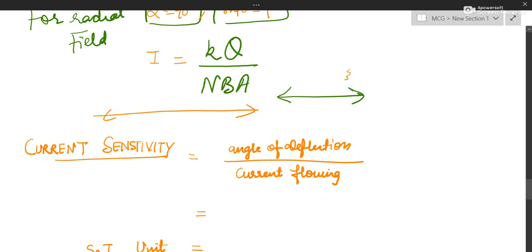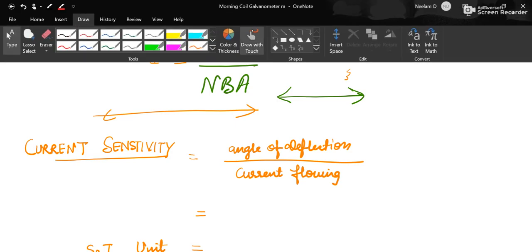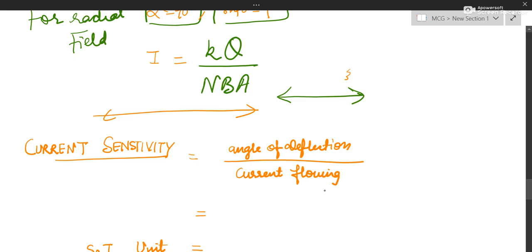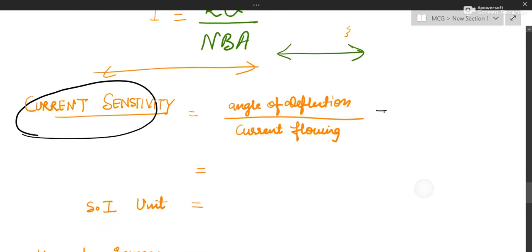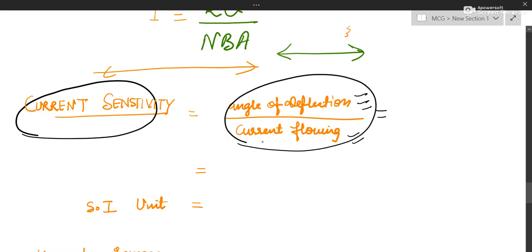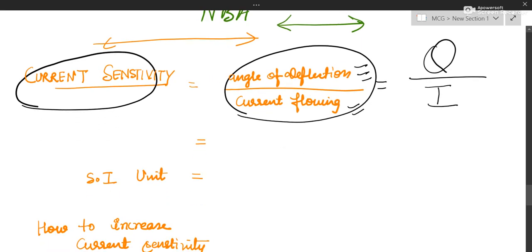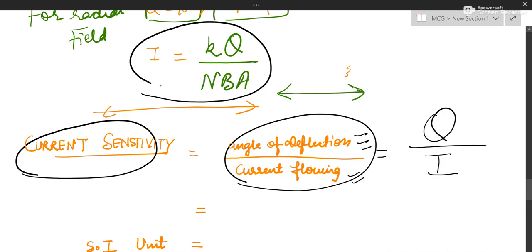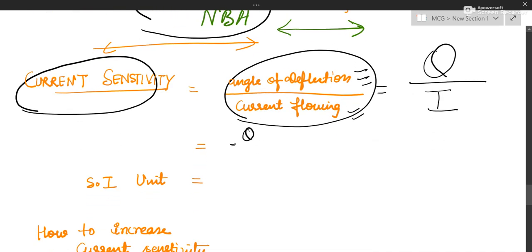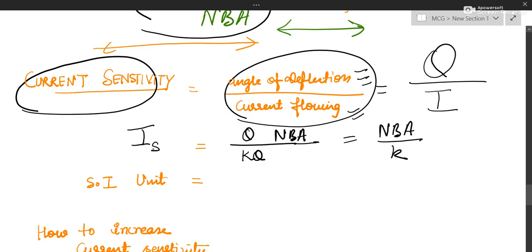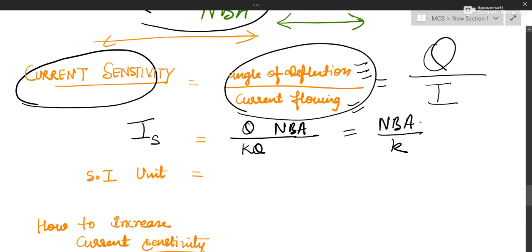Then there are certain terms which are very important for moving coil galvanometer. So let us see those also. One is current sensitivity. What is current sensitivity? How much deflection you are producing for a given current. That is angle of deflection by current flowing, so theta by I. So let us substitute the value of I, which we have like this, K theta by NBA. Theta cancels. So the formula of current sensitivity is NBA by K. So current sensitivity's final formula is this.